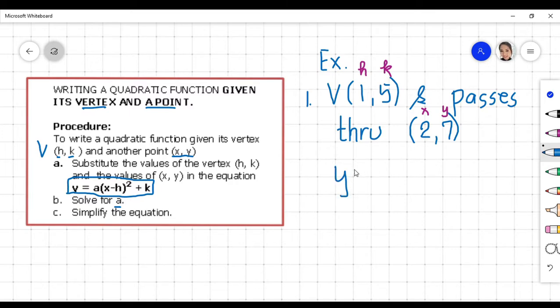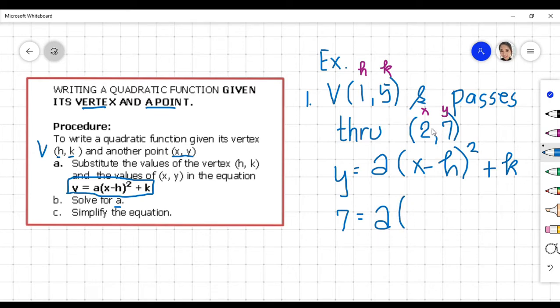Y is equal to A times X minus H, okay, raised to power 2 plus K. So, substituting that, our Y is 7. So, this is 7 equals A times our X is 2. So, 2 minus our H is 1. So, 2 minus 1 raised to a power of 2 plus K, which is 5.